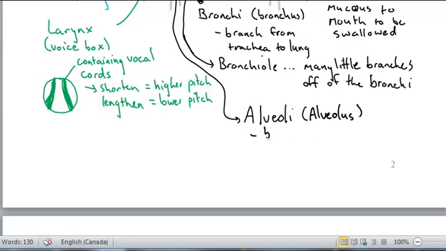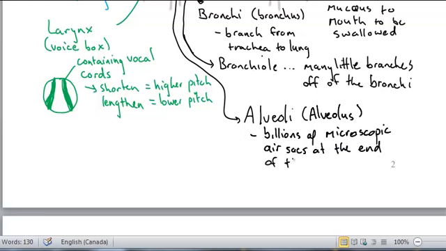And there are billions of them. Microscopic air sacs at the end of the bronchi. Sorry, the bronchioles.